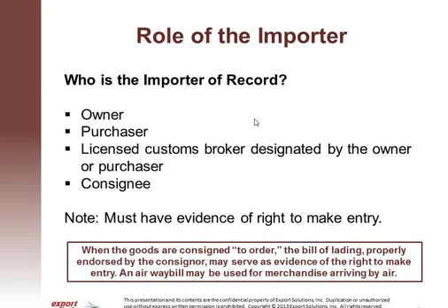A customs broker may just submit the paperwork, and we'll talk about that in a little bit, but just realize that the licensed customs broker could be the importer of record if they're designated by the owner or purchaser. Another entity is the consignee. It can also act as the importer of record. The key in determining who is the importer of record is that there has to be evidence of the right to make entry. Generally that's done through the airway bill or the bill of lading: the shipped-to entity or the sold-to entity listed on the airway bill, the bill of lading, or even the commercial invoice is the evidence that you have of the right to make entry.